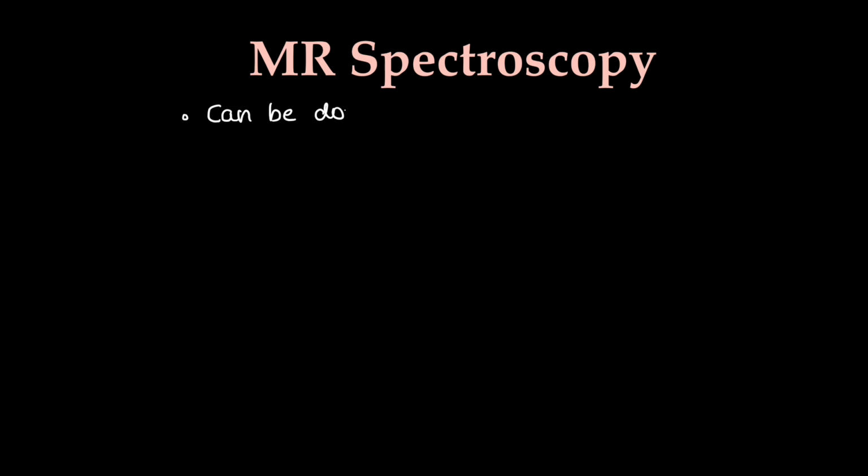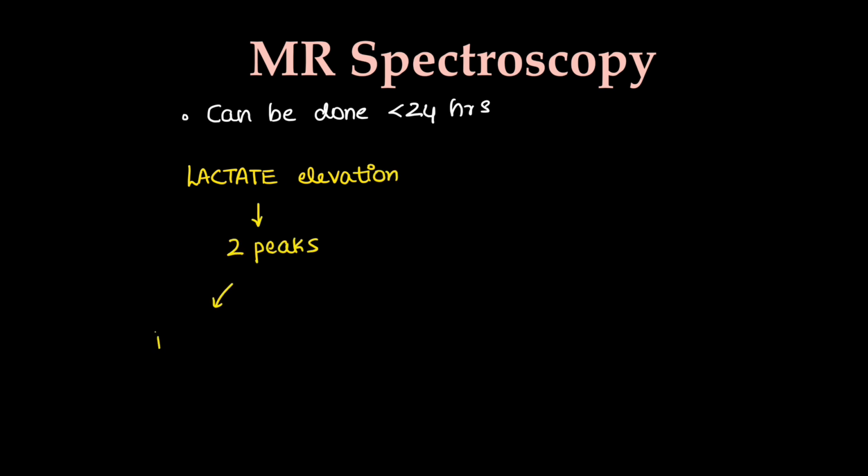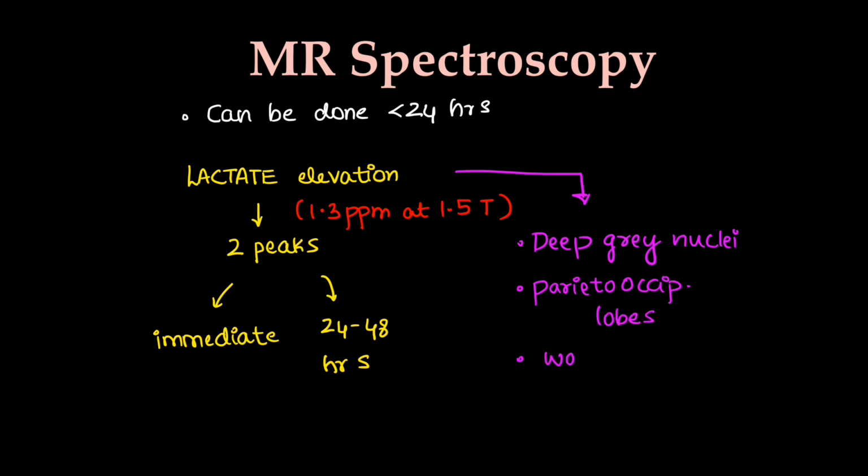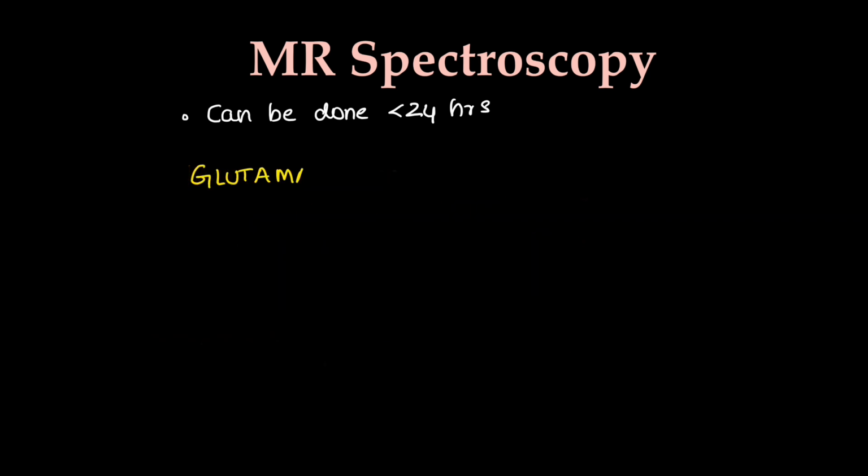This is briefly the use of MR spectroscopy in HIE. This can be used within 24 hours just like the diffusion sequence. There will be lactate elevation which shows two peaks. One is immediately after damage, one is 24 to 48 hours after damage. Peak will be at 1.3 ppm in 1.5 Tesla machine. Peak can be seen in deep grey nuclei and parieto-occipital lobes, also in watershed zones. Another peak to be looked after is the glutamate peak, which is at 2.3 ppm in 1.5 Tesla.